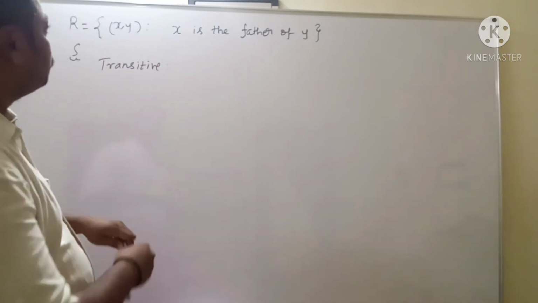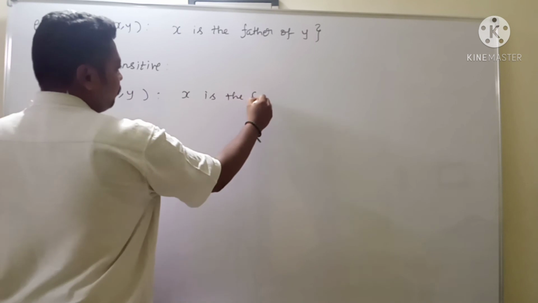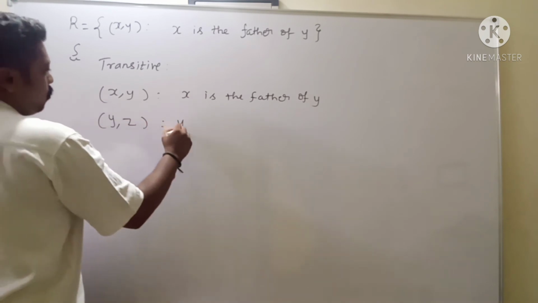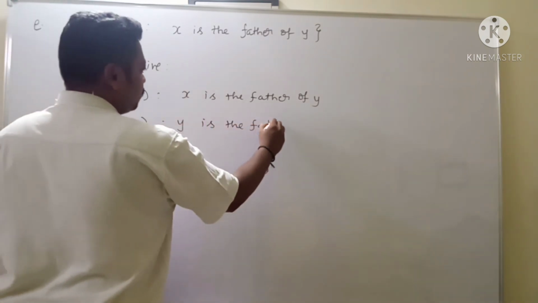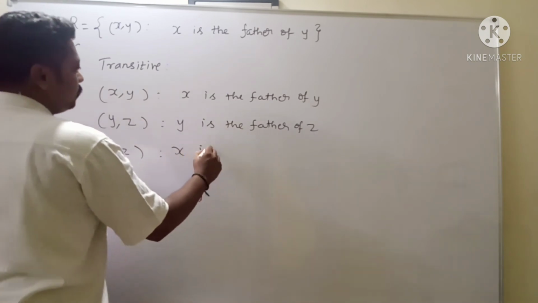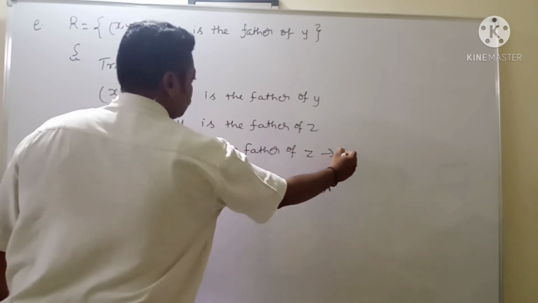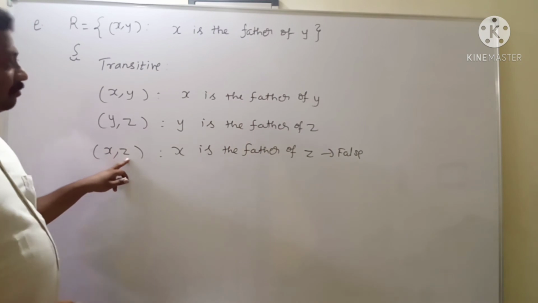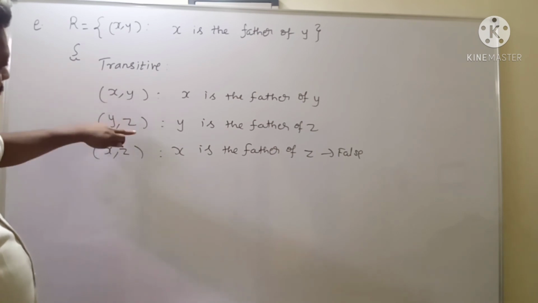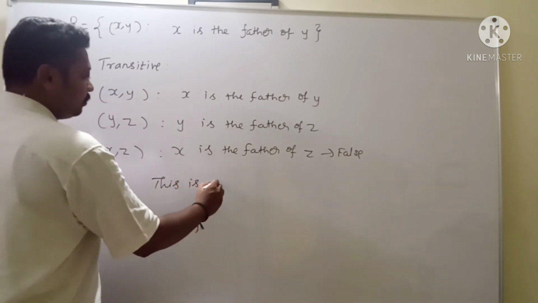So let's check for the transitive. x comma y means x is the father of y. Then y comma z means y is the father of z. For x comma z, x is the father of z, which is false. Why? Actually x is the grandparent of z, right? Because x is the father of y and y is the father of z, so x is the grandfather of z. So this is not transitive.